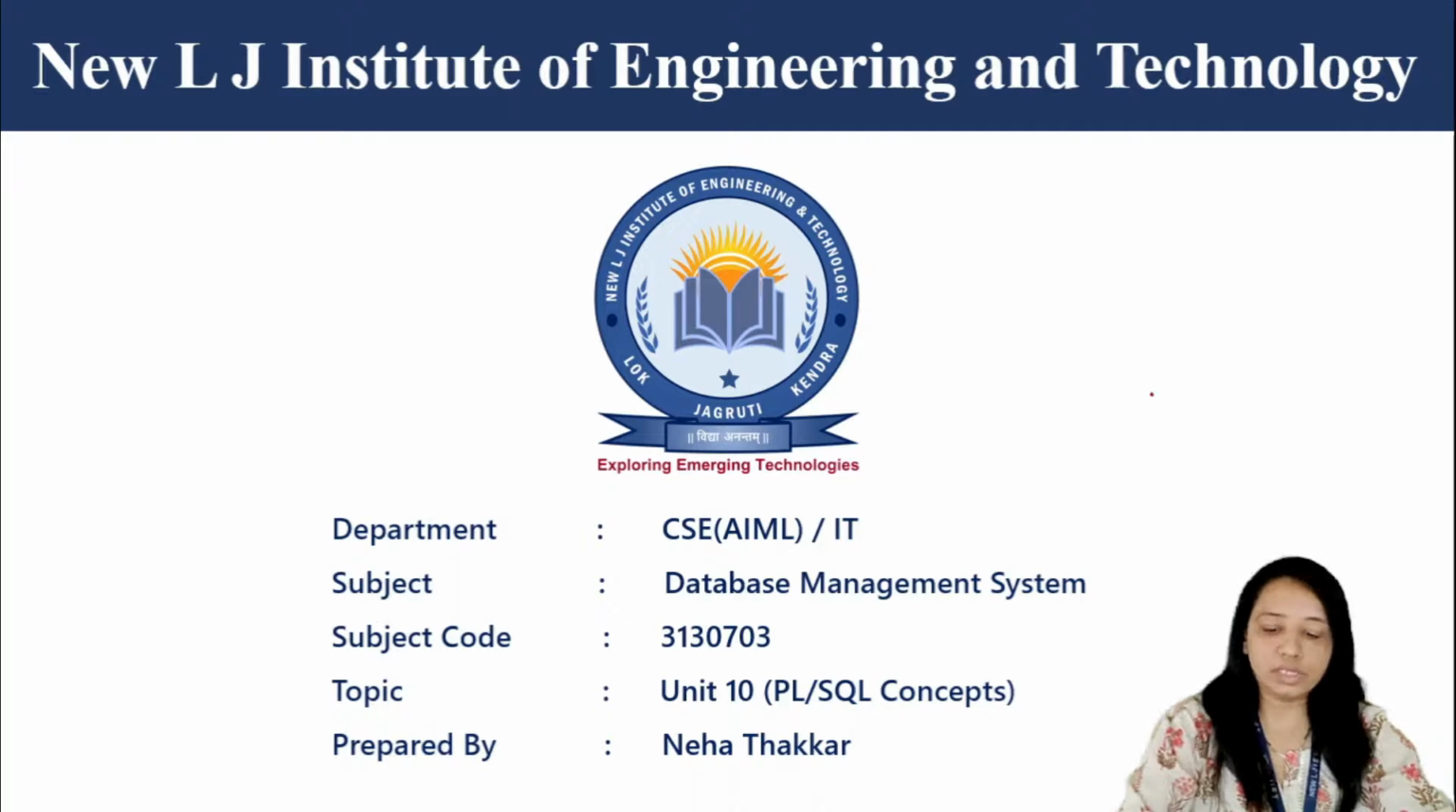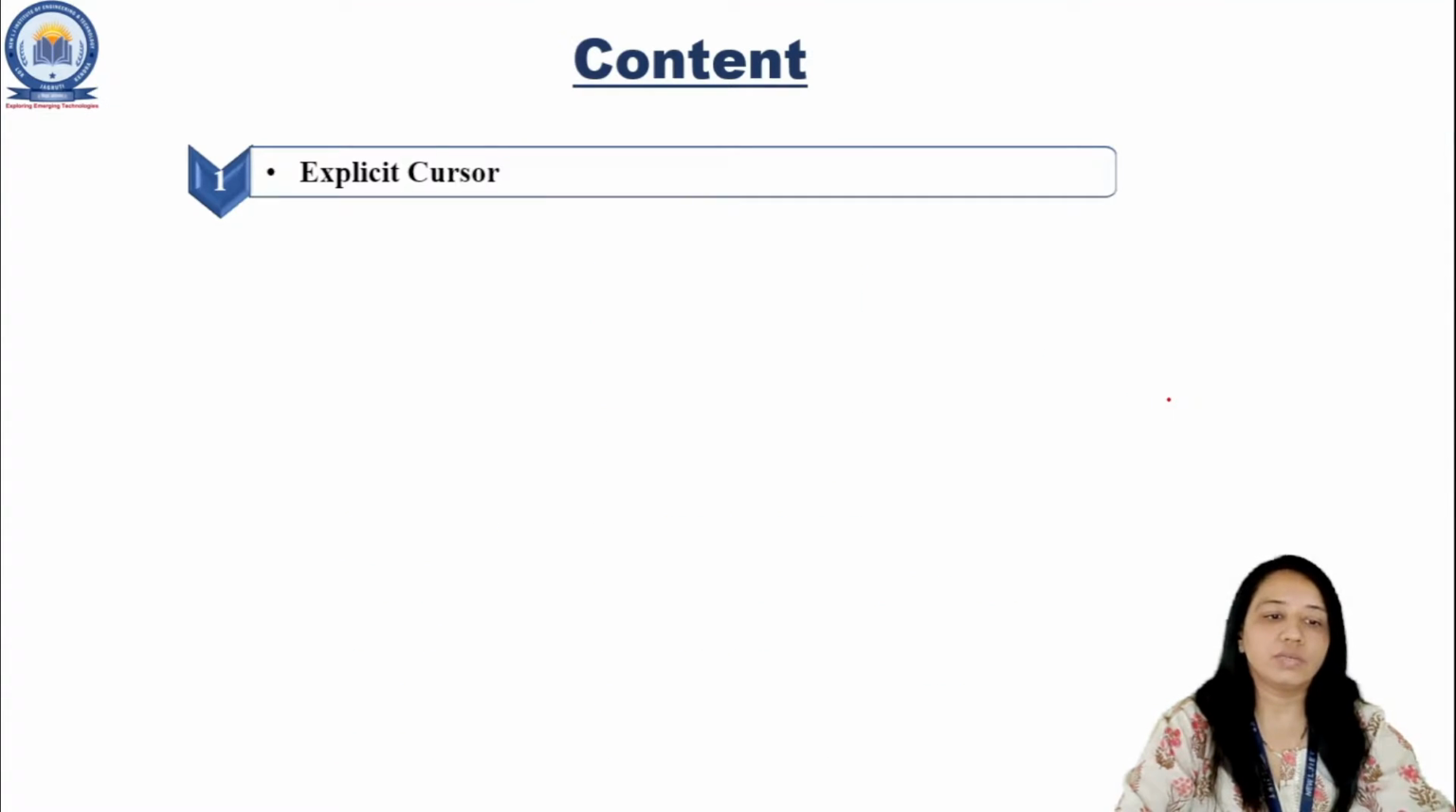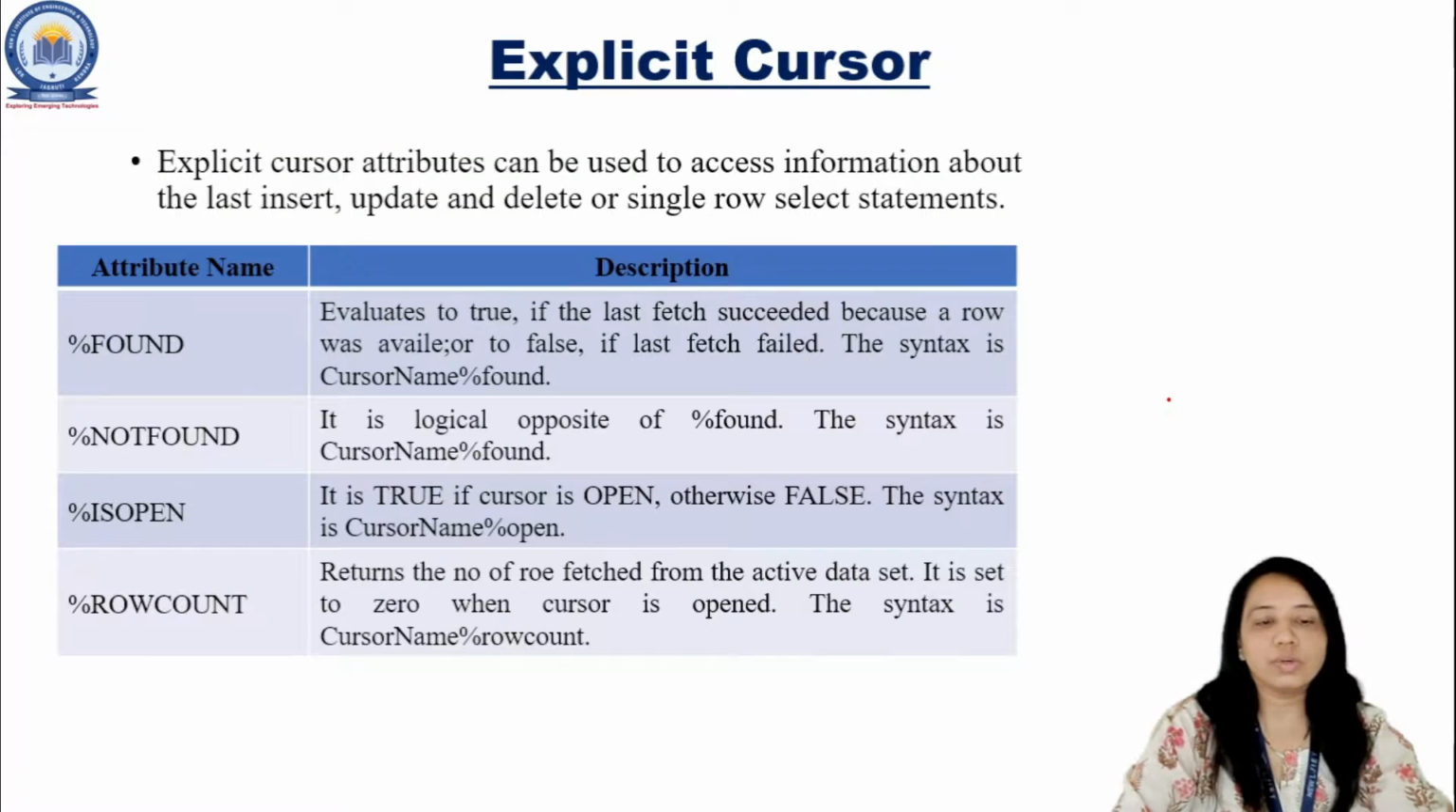Today we are continuing with Unit 10 of the PL/SQL concepts. Today we are going to discuss the explicit cursor. In the last lecture we saw the implicit cursor with an example, and the four attributes which are common between them. So in this one also we can use those attributes.